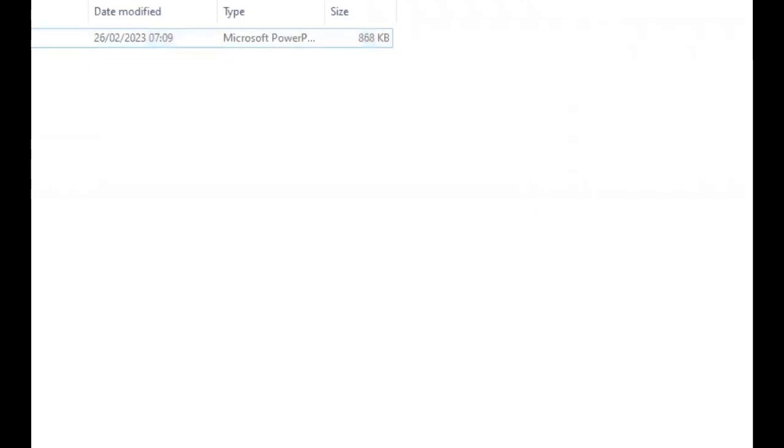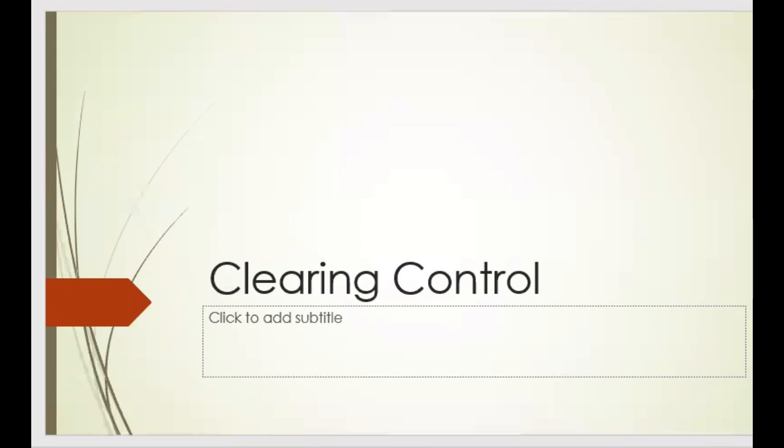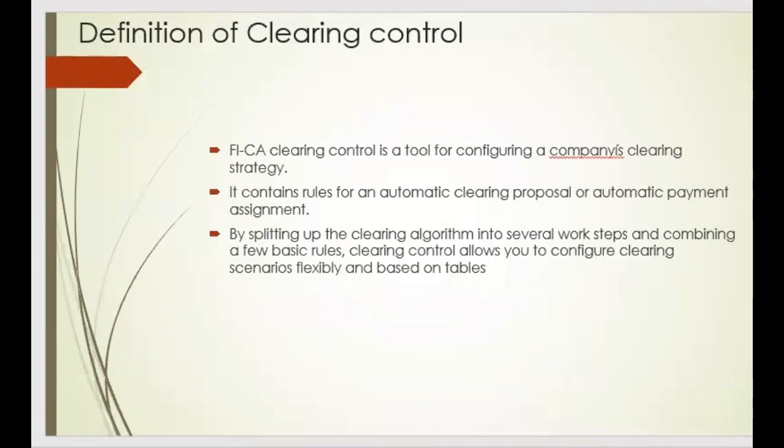But what is clearing and how are the clearing controls done? If you go to the definition, the clearing control is a tool for configuring a company's clearing strategy. So how the clearing will happen, and after which open items, that is the clearing strategy. That clearing strategy is done through the clearing control tools. It contains rules. We already discussed in our last sessions how the postings happen, and in between there is a clearing process, and the clearing process holds the clearing rules. Because of the clearing rules, we have clearing proposals that automatically pick the payment assignment and clear the amounts based on their priority.